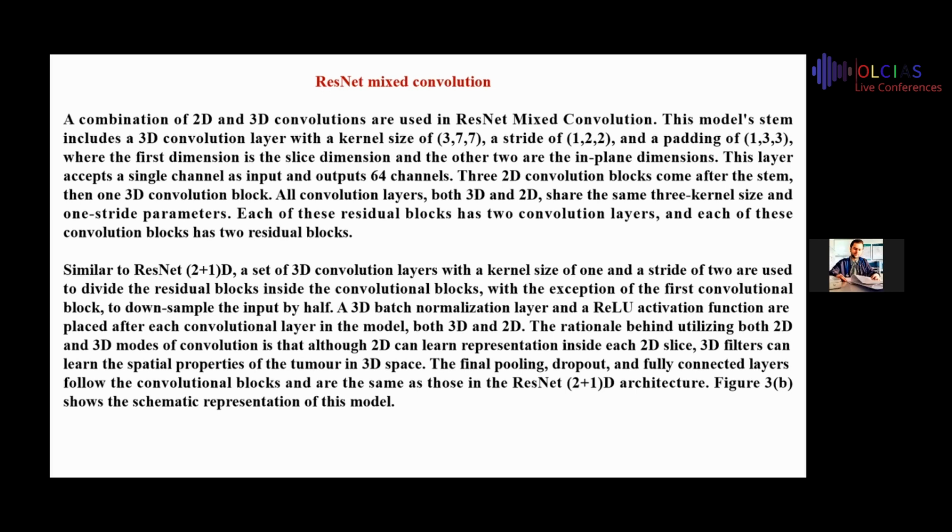Similar to ResNet 2+1D, a set of 3D convolution layers with a kernel size of 1 and a stride of 2 are used to separate the residual blocks inside the convolutional block, with the exception of the first convolutional block, to downsample the input by half. A 3D batch normalization layer and a ReLU activation function are placed after each convolutional layer in the model, both 3D and 2D. The final pooling, dropout and fully connected layers follow the convolutional blocks and are the same as those in the ResNet 2+1D architecture.